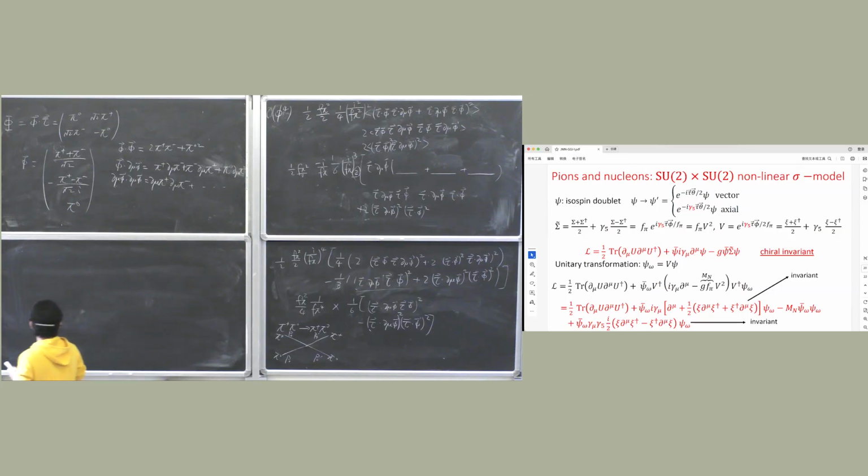So under the chiral transformation, this matter field psi goes to, for example, let's take the vector one, g_V psi. And psi bar goes to, okay, psi bar is psi dagger gamma 0. So it goes to g_V psi, we take the dagger and gamma 0. It's okay. It's just psi bar g_V dagger.